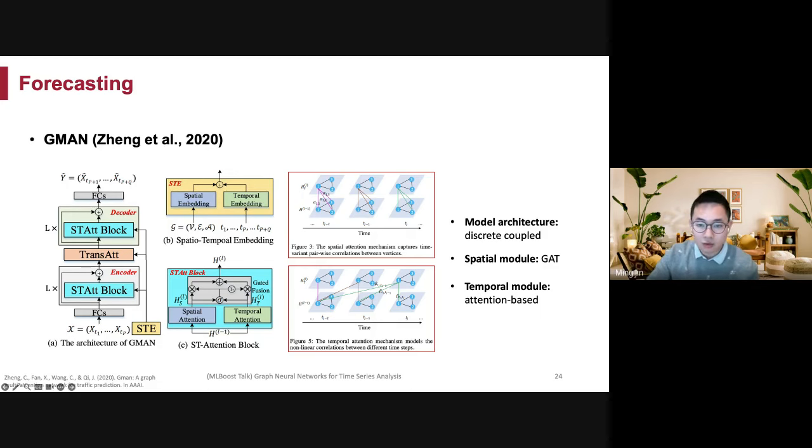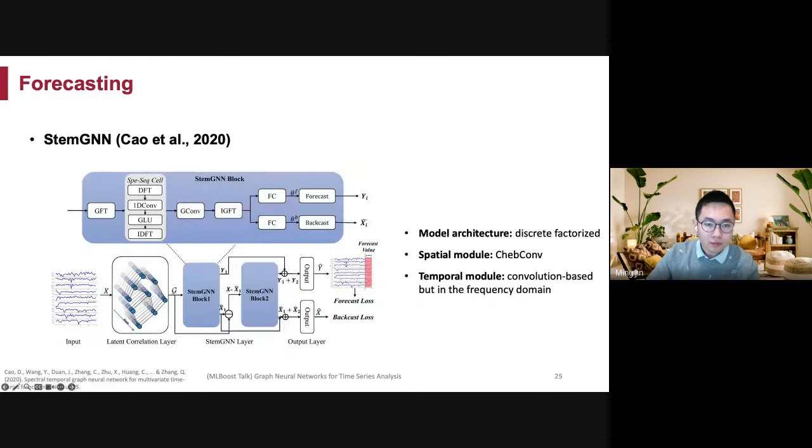Okay, so back to the summary, you could find the model architecture here is coupled, but discretely coupled. There is no continuous mechanism involved, but these two attention mechanisms are within a single spatial-temporal attention block, so it's coupled. And the spatial module here uses something similar to graph attention networks, called GAT. And the temporal module is attention based. Like the two diagrams illustrated here, the upper one is for the spatial attention, the lower one is for the temporal attention. It's quite straightforward again. So let's move on.